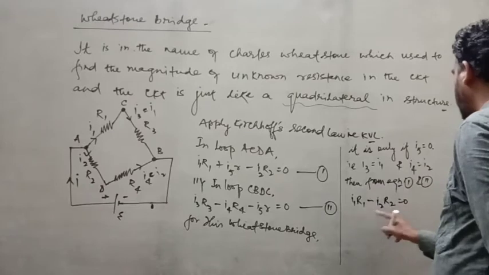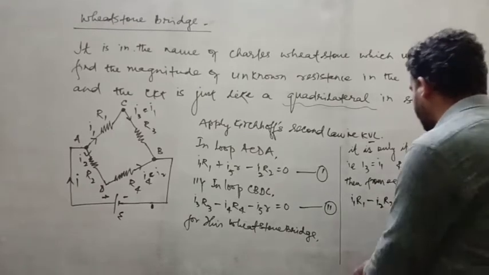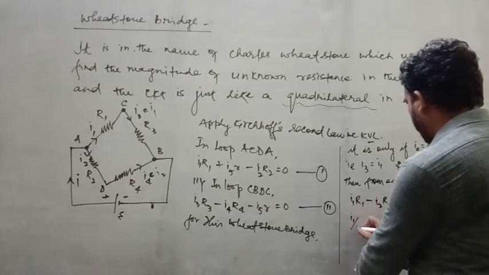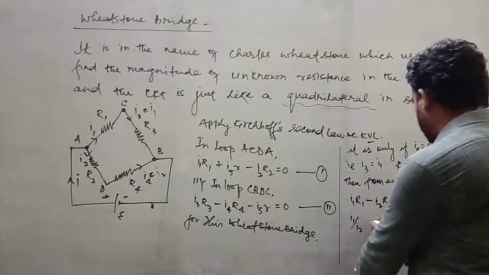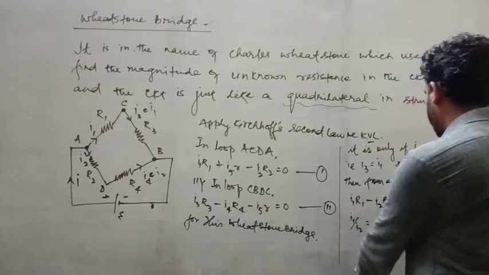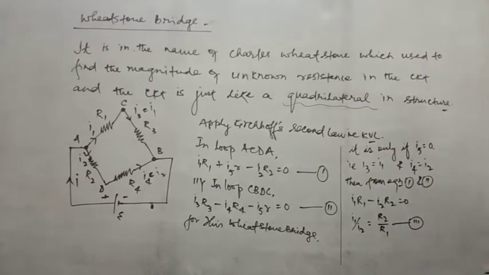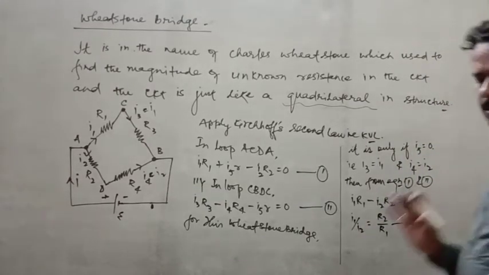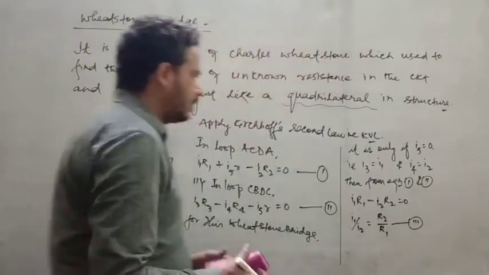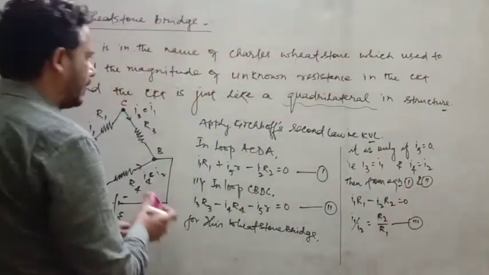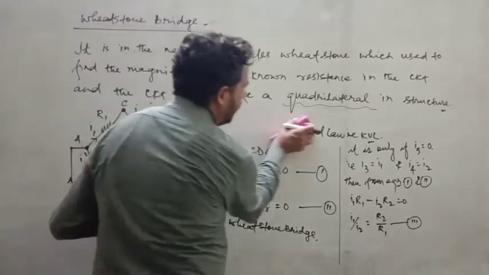So now from here you can get that I1 by I2 is equal to R2 by R1. That is one equation. Alright. Similarly, from equation 2, here I am just removing this one.